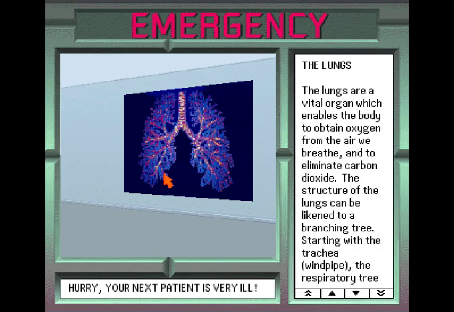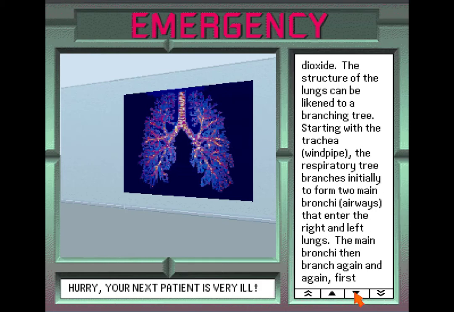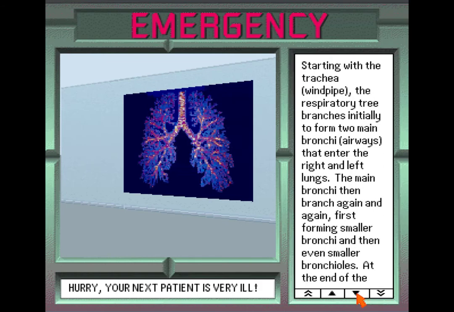The lungs. The lungs are a vital organ which enables the body to obtain oxygen from the air we breathe and to eliminate carbon dioxide. The structure of the lungs can be likened to a branching tree. Starting with the trachea, windpipe, the respiratory tree branches initially to form two main bronchi, airways, that enter the right and left lungs. The main bronchi then branch again and again, first forming smaller bronchi and then even smaller bronchioles.